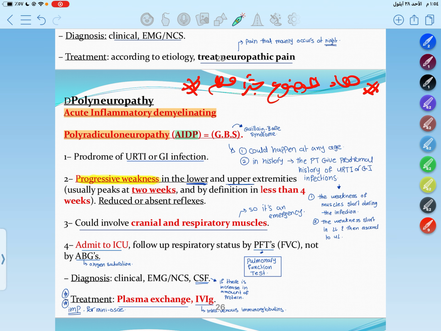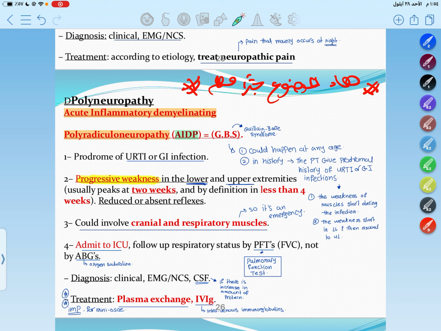So the patient can give a history of progressive weakness, increasing over time, over the last 2 weeks, starting in the lower limbs, then ascending up to the upper limbs, and usually peaking in about 2 weeks' time. And by definition, it's less than a month.